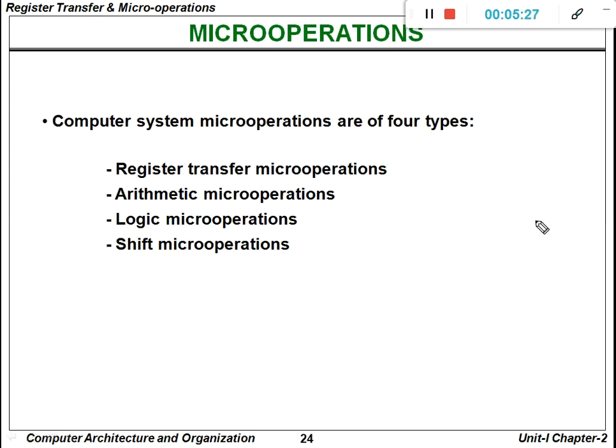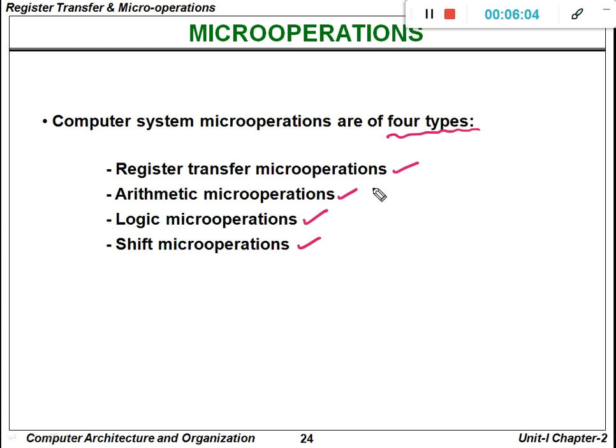In the previous class we discussed register transfer micro operations and how to perform them. In addition to register transfer micro operations, in a computer system there will be several types of micro operations. So let us see what the types are. There are 4 types: register transfer micro operations, arithmetic micro operations, logic micro operations, and shift micro operations.